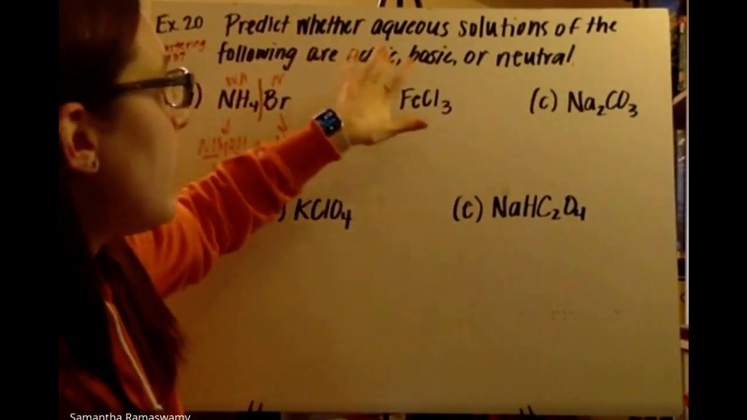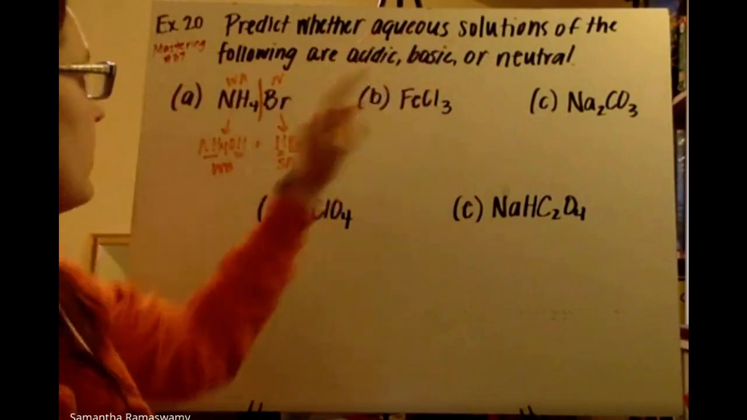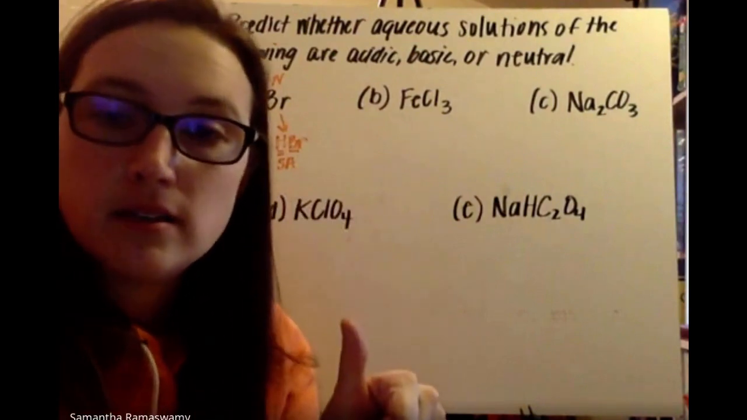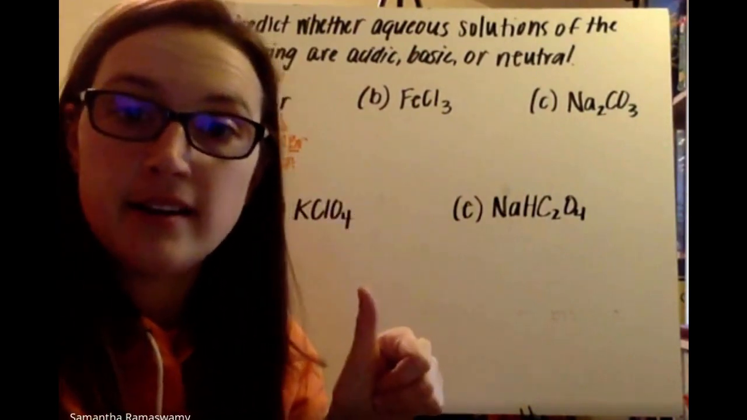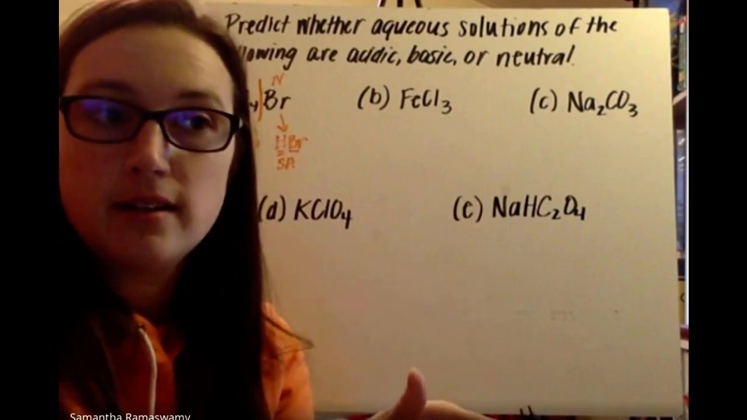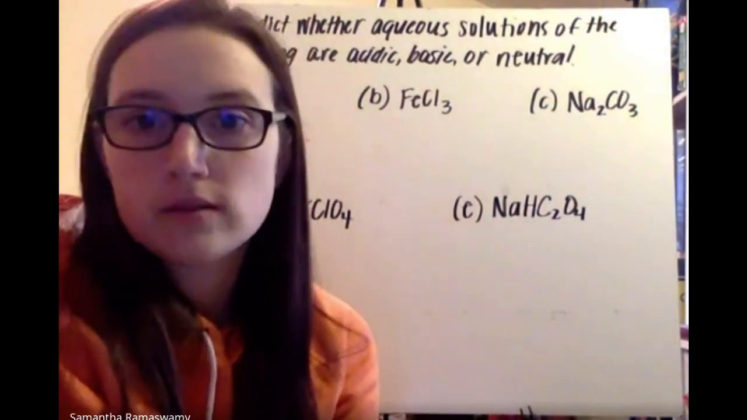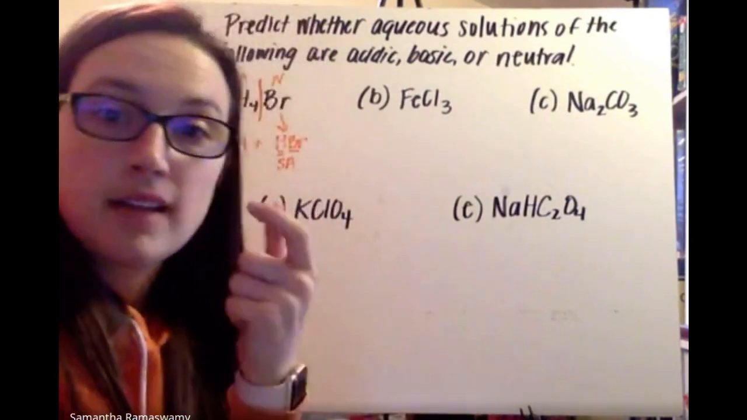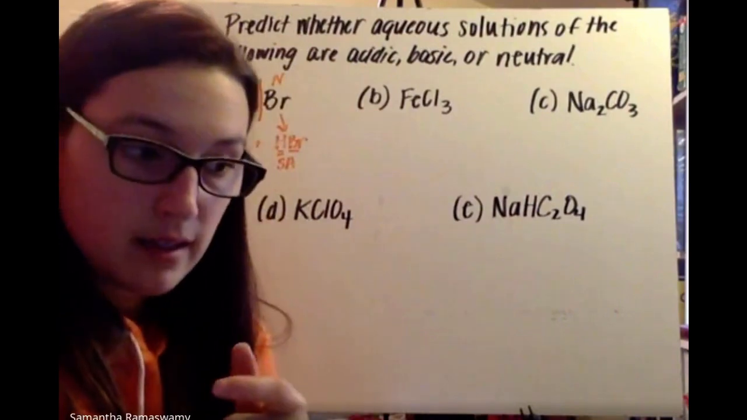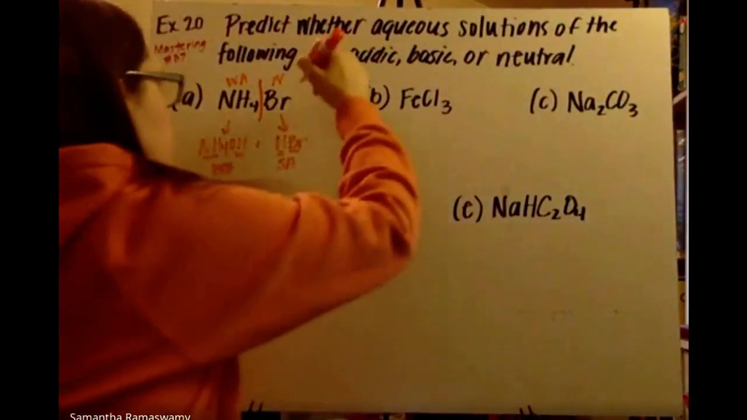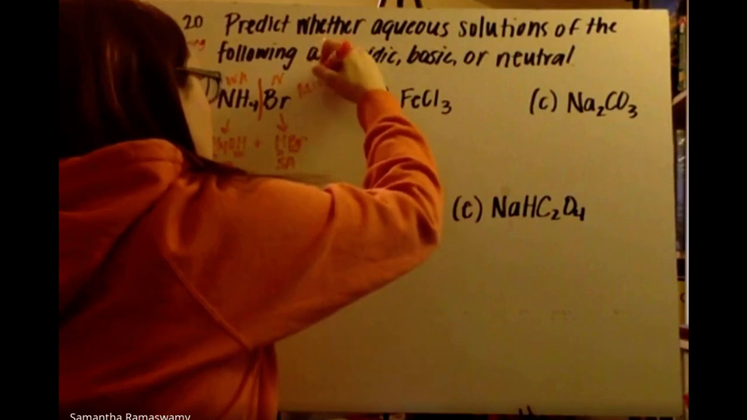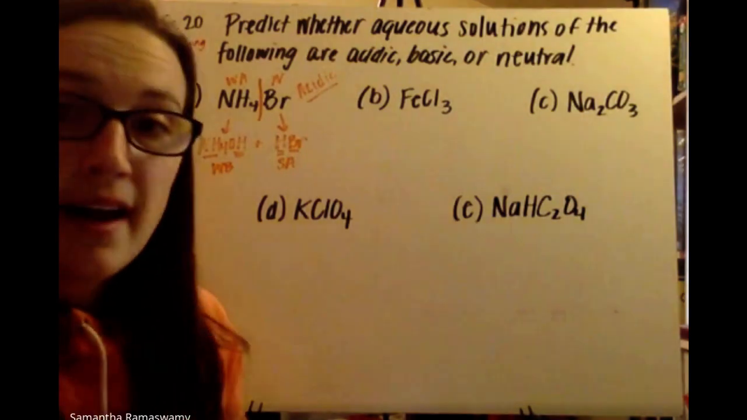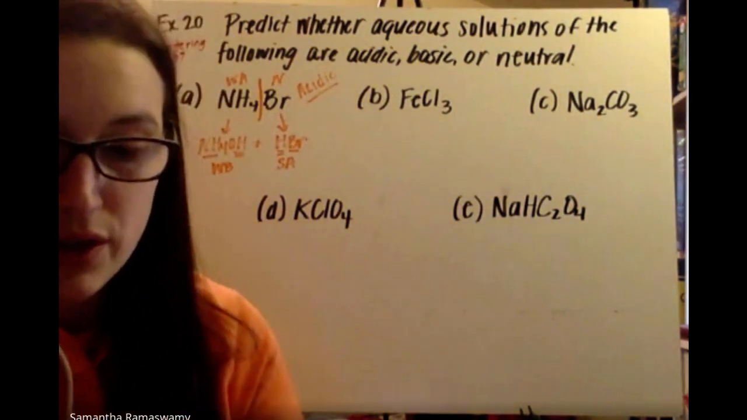So now if we're figuring out if this salt is acidic, basic, or neutral, now we're comparing what we wrote up on the top. We have an acidic cation and a neutral anion. Well, neutral we ignore. Right? Neutral is not going to have any effect. So if the cation is acidic, that makes the overall salt acidic. So part A is acidic. Right, part A, NH4Br, that's an acidic salt.